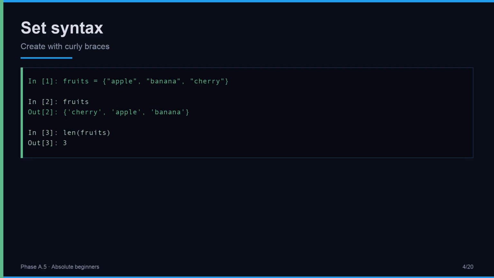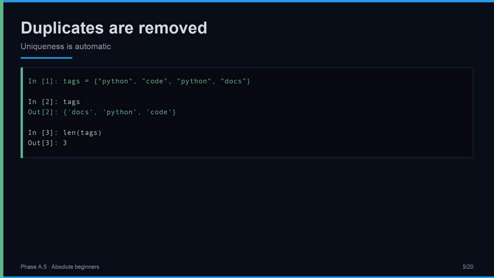Curly braces, no colons. Watch what happens with duplicates. Tags equals Python, code, Python, docs. You wrote Python twice, by accident or on purpose. When Python builds the set, the duplicate is silently removed. The resulting set has only 3 items: docs, Python, code. Len confirms 3, not 4. This is the first rule of sets: uniqueness is enforced automatically. You never have to check for duplicates yourself, the set handles it for you the moment you create it.